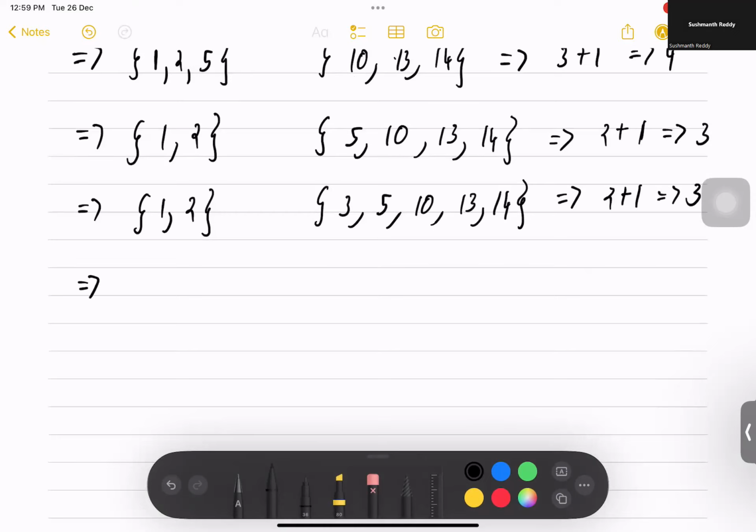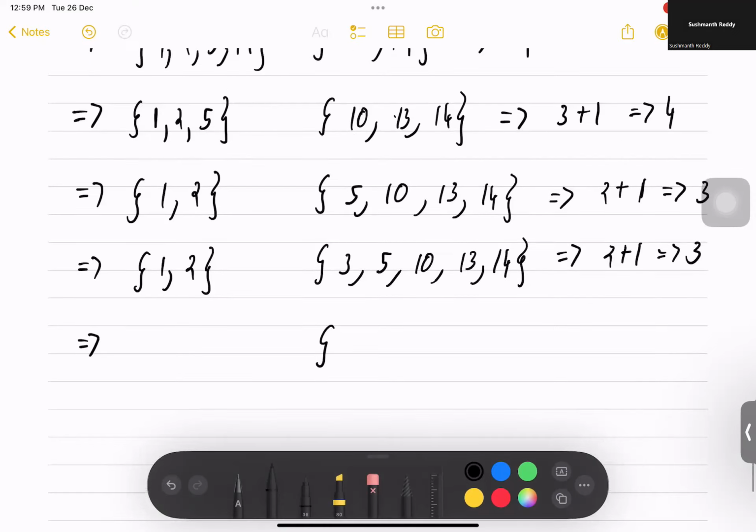Now let us look over the next suffix. For the next suffix, if we look over, this is our suffix.